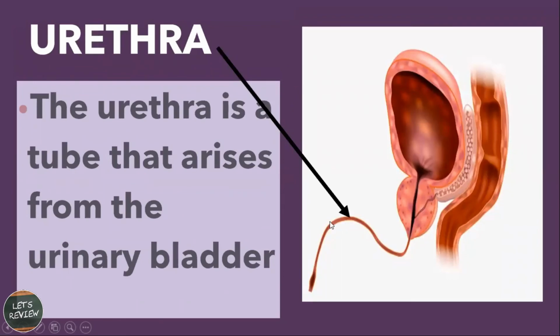Lastly, the urethra. After the urinary bladder releases the urine, it will move down to the urethra. The urethra is a tube that arises from the urinary bladder. And those are the different parts of the urinary system, including the main organ, that's the kidney, connected to the ureter, down to the urinary bladder and the urethra.